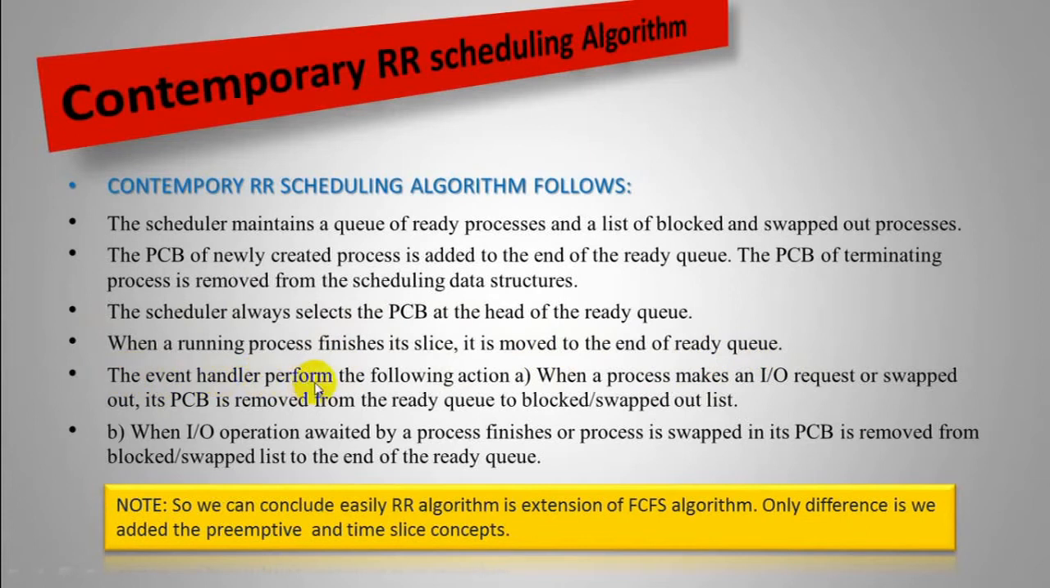The event handler performs the following actions. When a process makes an I/O request or is swapped out, its PCB is removed from the ready queue to the blocked or swapped out list. When the I/O operation awaited by a process finishes or the process is swapped in, its PCB is removed from the blocked or swapped list to the end of the ready queue. So we can easily conclude the RR algorithm is an extension of the FCFS algorithm. The only difference is that we added the preemptive and time slice concepts.